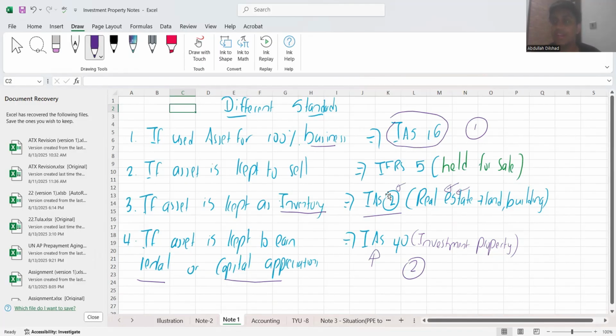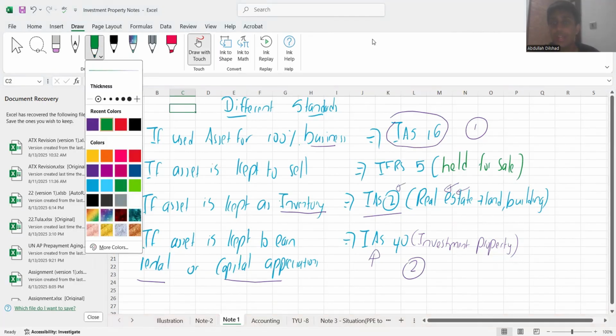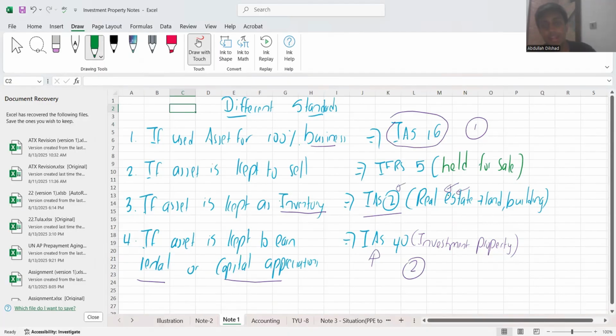Simply remember real estate and you will all be able to come up with the idea of how to implement IAS 2. And there is another interesting topic which you will be learning in a bit. That is called IFRS 5.